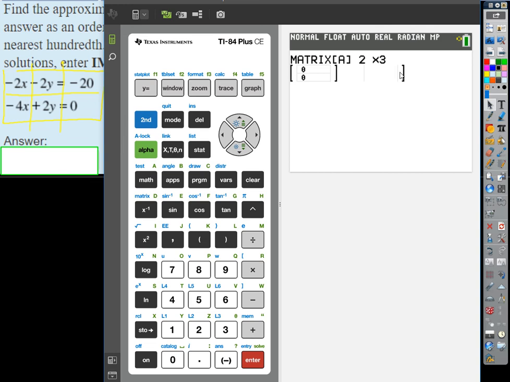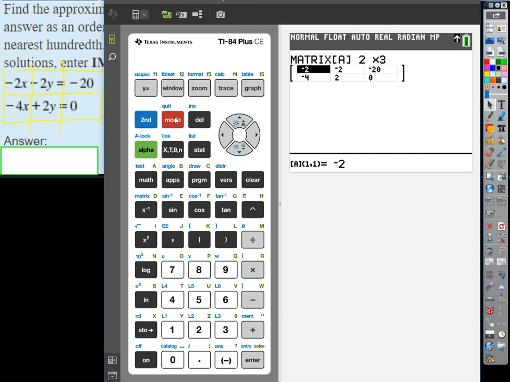So we would enter this by saying -2, enter, then it pops me over to the next slot, -2, enter, -20, enter, and then it jumps me down to the next row. So -4, enter, 2, enter, 0, enter. And there's my matrix, right? I've got it defined. Now, once I've done that, I actually have to quit to get out of the edit mode. So I go second, quit, it goes away.